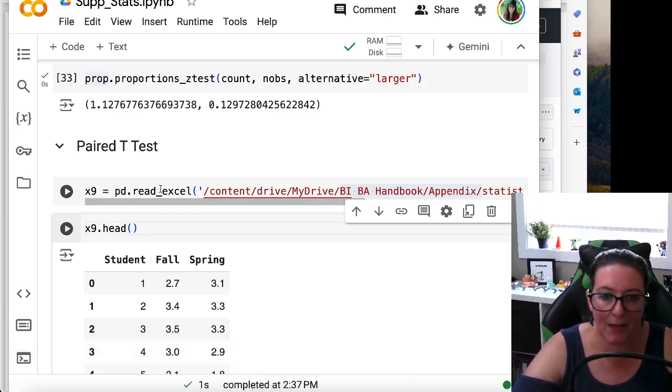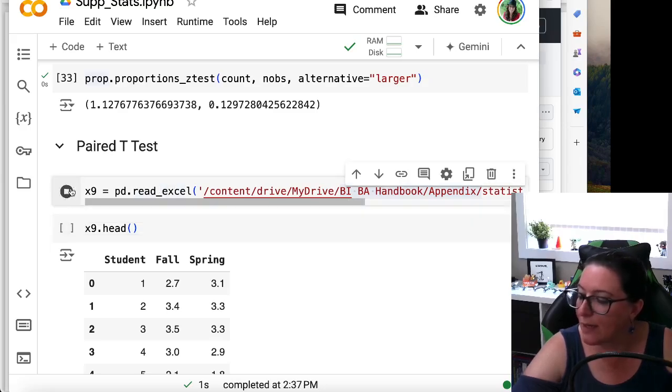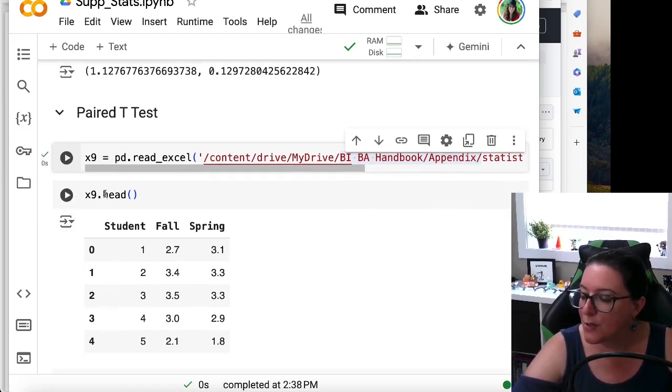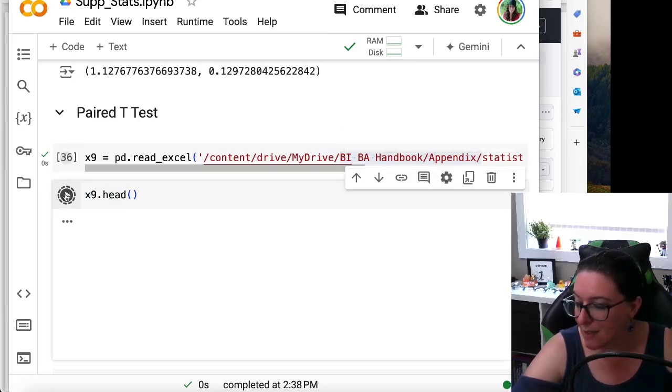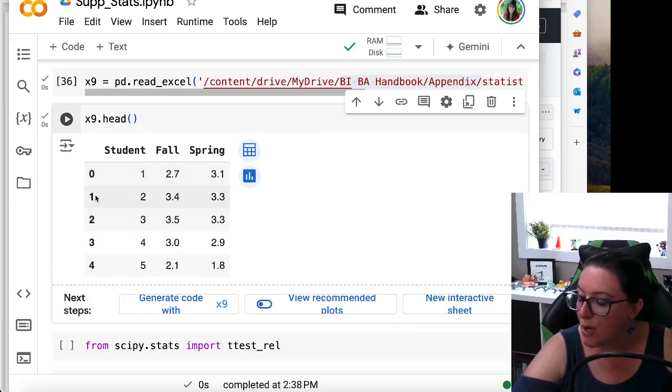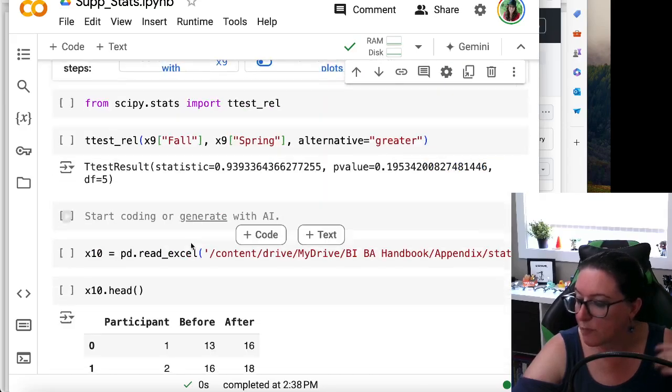We're going to use pandas to read that Excel file in. Then we're going to use the command head to take a look at what we've just imported. So X9, we want to look at the head of that data set. It gives us the first 5 rows. We can see the student number, fall, and spring.